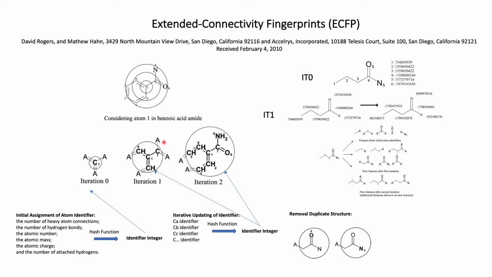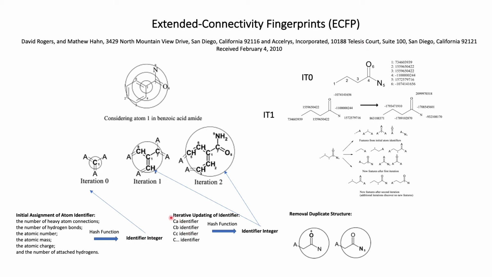The first step for ECFP is the initial assigning of atom identifiers. And this is done by getting the 6 properties of that atom listed here and applying a hash function to hash these numbers to a single integer called an identifier. So here in iteration 0, we'll get the identifier for each atom: 1, 2, 3, 4, 5, 6, and each atom will get its own identifier derived from its atom properties.